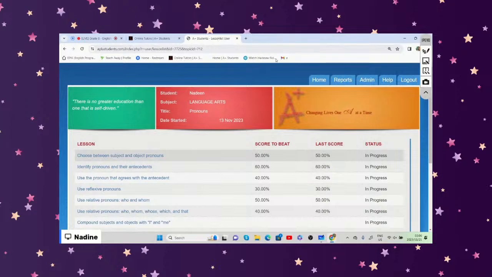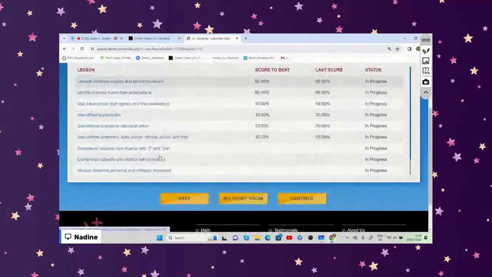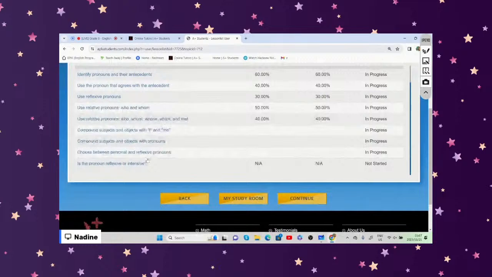And in our previous lessons, we did quite a few lessons on pronouns, right? Different types of pronouns, identifying pronouns and the antecedents, and using reflexive pronouns. So today we are going to choose between personal and reflexive pronouns, as well as decide whether the pronouns are reflexive or intensive. We are going to look at that before we conclude our chapter on pronouns.